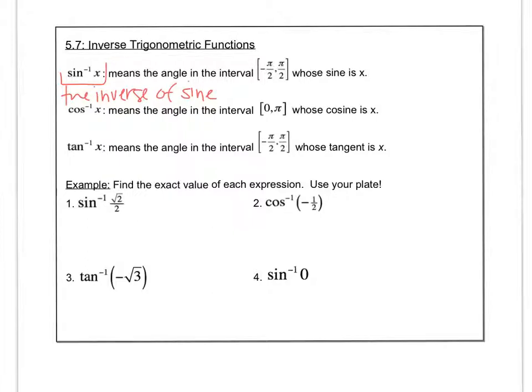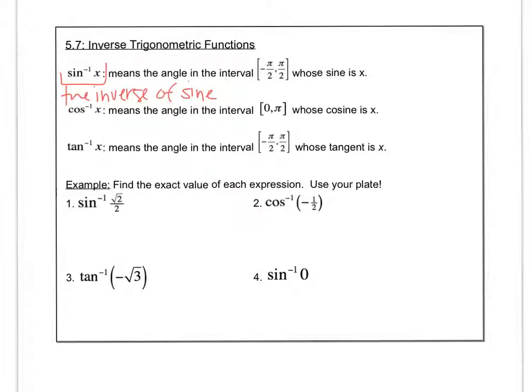So we're undoing here. We're going the opposite way. Before, I would tell you, use your plate, tell me what the sine of 30 degrees is, and you'd find it. Or tell me what the cosine of 5 pi over 4 is, and you would find it. The inverse is doing the opposite. I'm going to tell you the answer. You're going to tell me what angle it goes with.